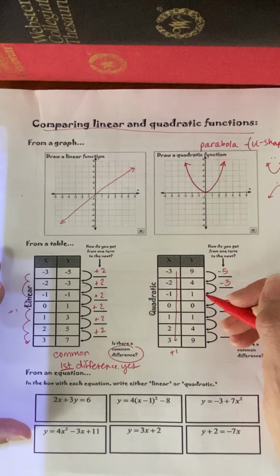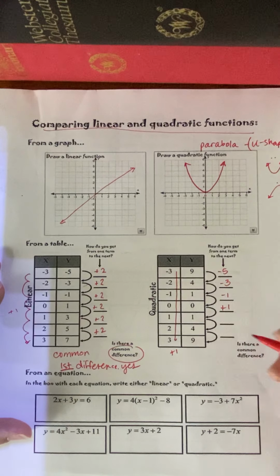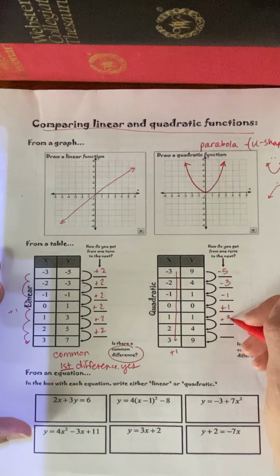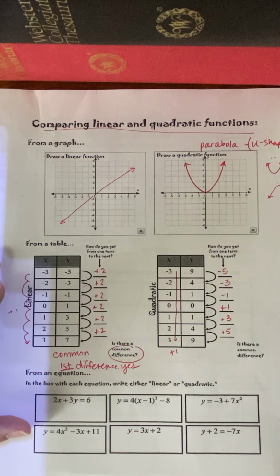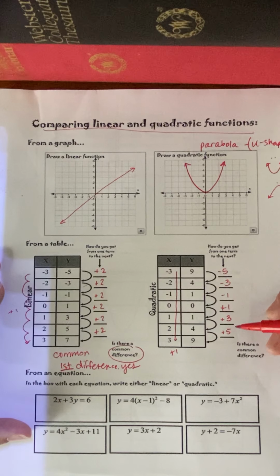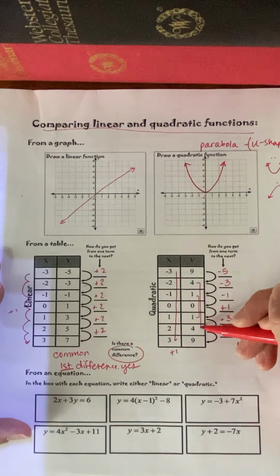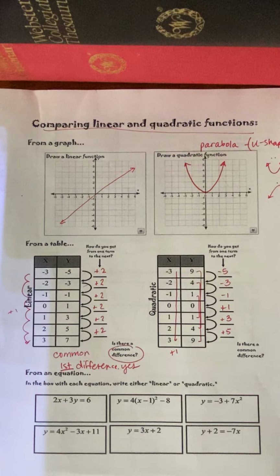So I go 1 to 0, and that is -1. And then 0 to 1 is +1. And then 1 to 4 is +3. And then 4 to 9 is +5. So I do see a little bit of symmetry here. I see symmetry here as well. And those are both features of quadratic functions.